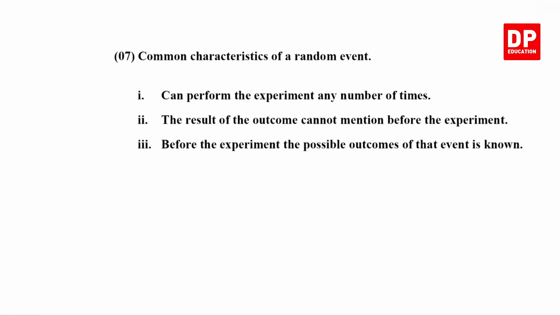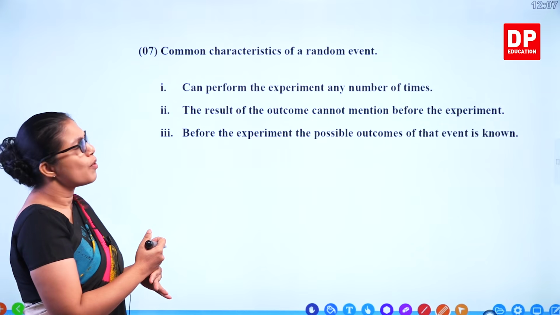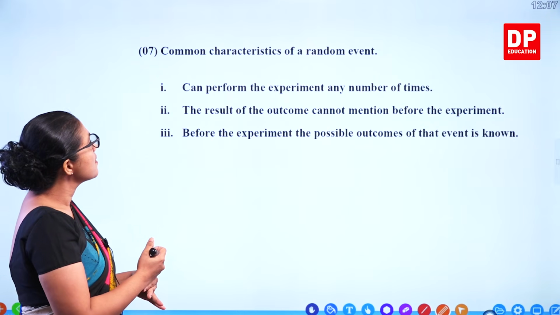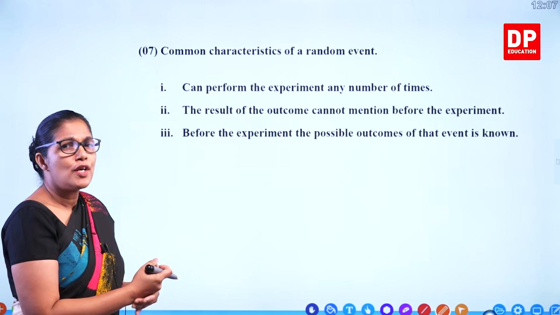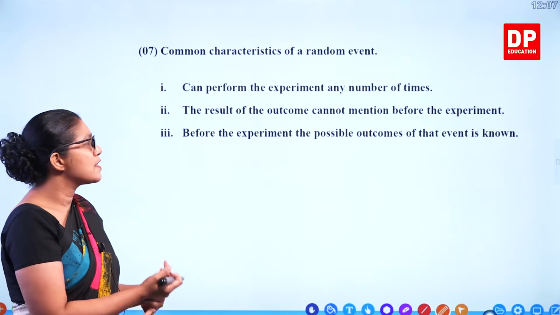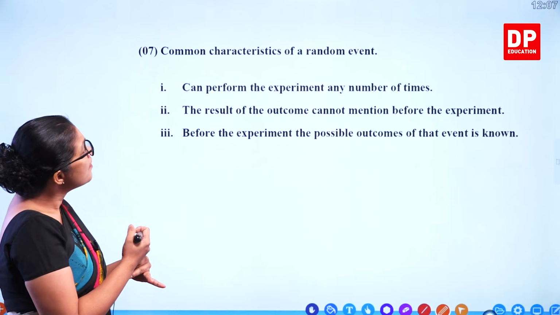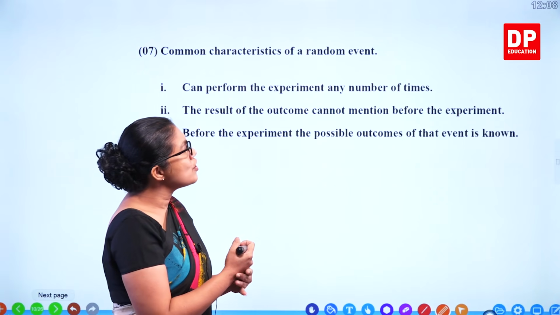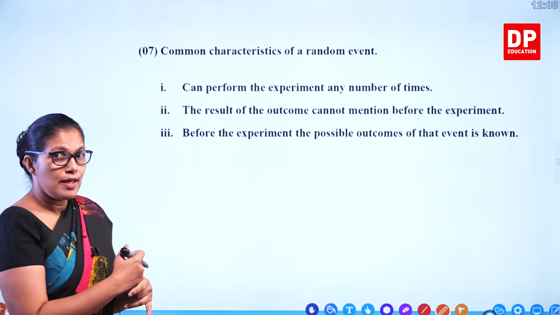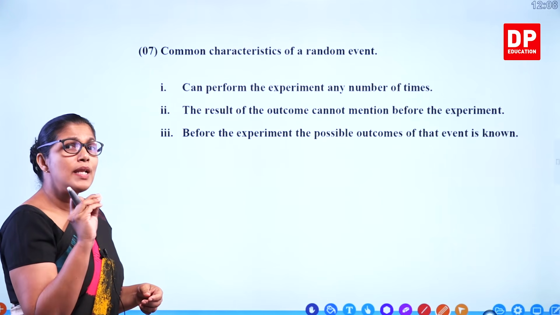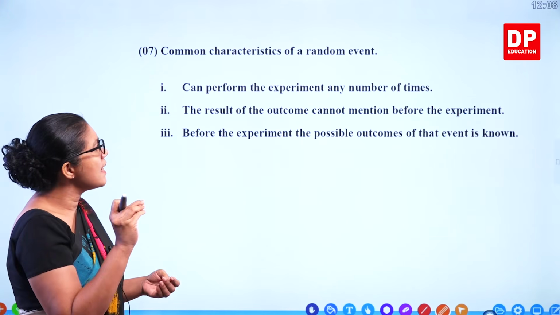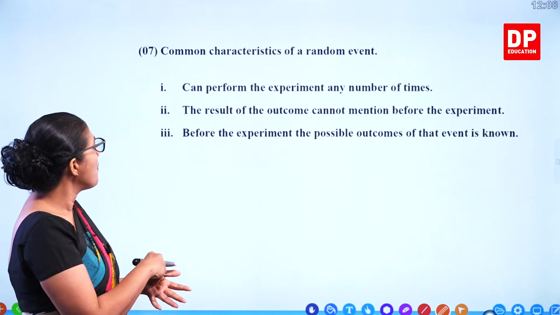Common characteristics of a random event. So what are the characteristics? You can perform the experiment any number of times. You can toss the coin 5 times, 10 times. The result of the outcome cannot be mentioned before the experiment. So we can toss the coin and we don't know which side will appear. So we can't say which side will come.